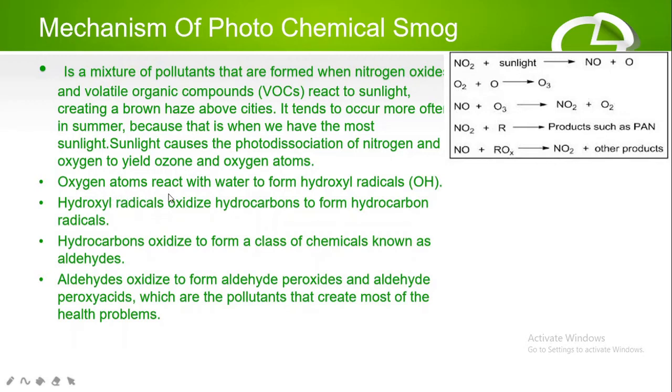You will observe that it is a continuous reaction. Oxygen atoms react with water to form hydroxyl radicals. Hydroxyl radicals oxidize hydrocarbons to form hydrocarbon radicals, and hydrocarbons oxidize to form a class of chemicals known as aldehydes. And aldehydes at the end oxidize to form aldehyde peroxides and peroxy acids, which are the pollutants that create most of the health problems.